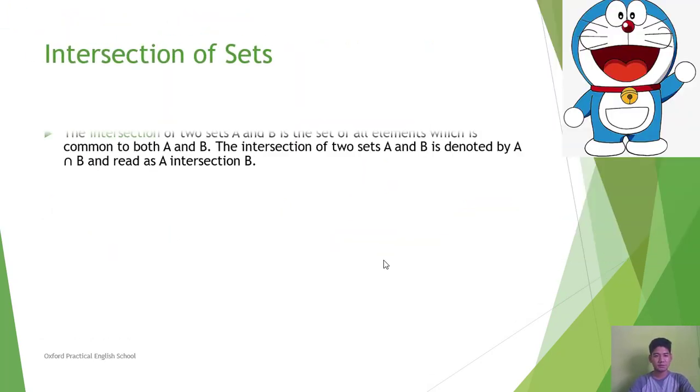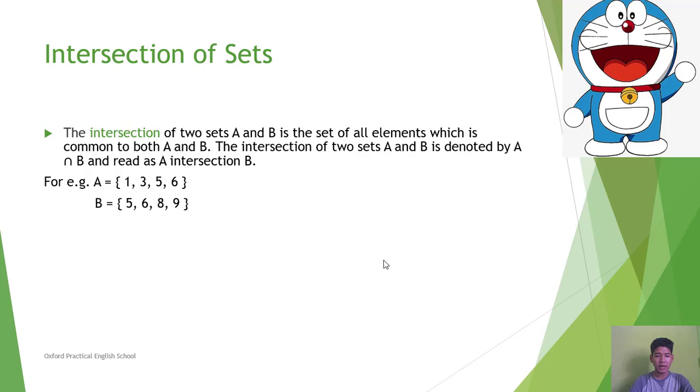Intersection of sets. The intersection of two sets A and B is the set of all elements which are common to both A and B. The intersection of two sets A and B is denoted by A ∩ B, and read as A intersection B. For example, the elements of set A are 1, 3, 5, 6. The elements of set B are 5, 6, 8, 9.